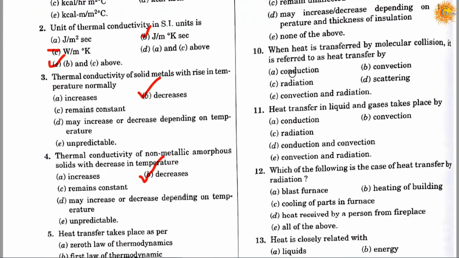Question number 10. When heat is transferred by molecular collision, it is referred to as heat transfer by: option A, conduction. Option B, convection. Option C, radiation. Option D, scattering. And option E, convection and radiation. Correct answer is B, it will be convection. It means when heat is transferred by molecular collision, it is referred to as heat transfer by convection.